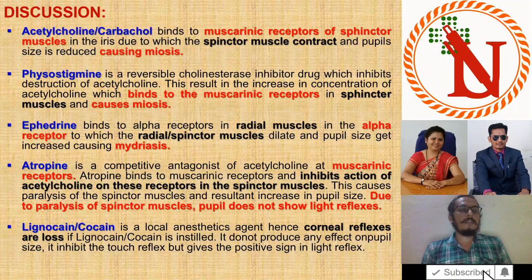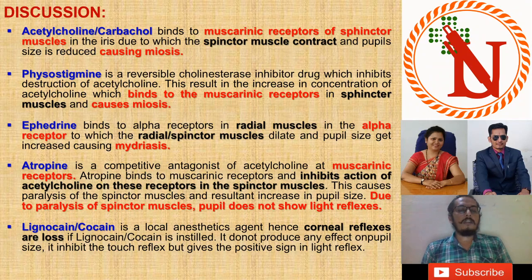Next is atropine. Atropine is a competitive antagonist of acetylcholine. It paralyzes the sphincter muscles. The pupil does not show the light reflex in response to atropine. Because when it paralyzes the sphincter muscles, it increases the size of the pupil, which is known as mydriasis. That's why the light reflex is absent with atropine, but the touch reflex is present.